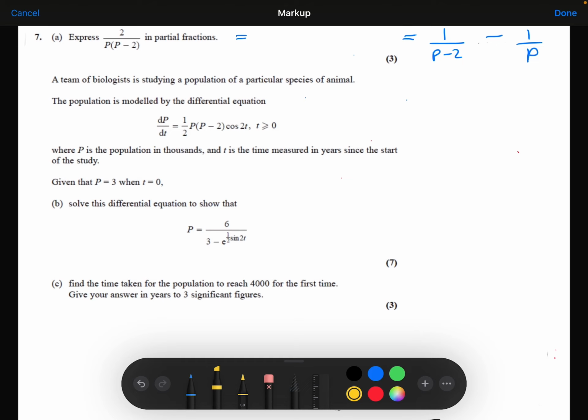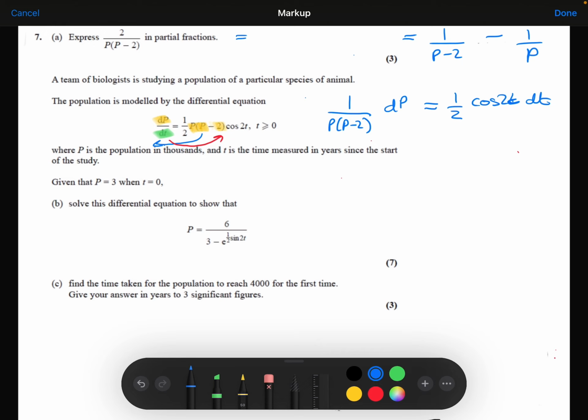Right, we're going to separate the variables. So we've got a dp on the left-hand side. So these p terms here, I'm going to move those over to be on the left-hand side. So I'm going to divide by p times p minus 2. So I'd have 1 over p times p minus 2. On the right-hand side, the t terms, let's have a look at that. So I'm going to move this dt over to the right-hand side. So this is going to get multiplied and being over here. So that's going to leave me with a half cos 2t dt.